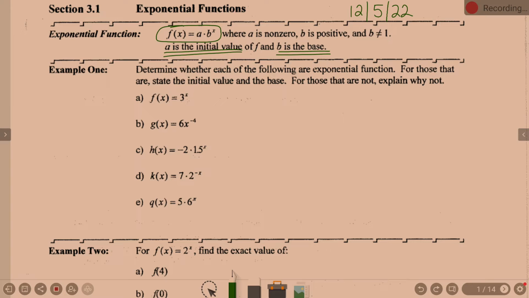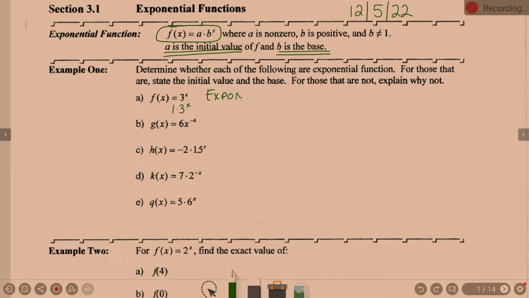Exponential function? Does it fit the form? No. There's no a. A is 1. Could I rewrite this of the form? Is that equivalent? Yeah. 3 to the x is equivalent to 1 times 3 to the x. So if we think about it that way, and we make that invisible 1 present, is this an exponential function? Yes.